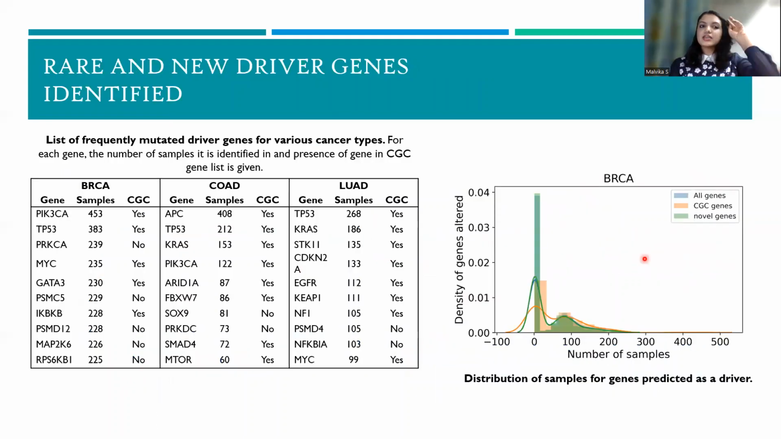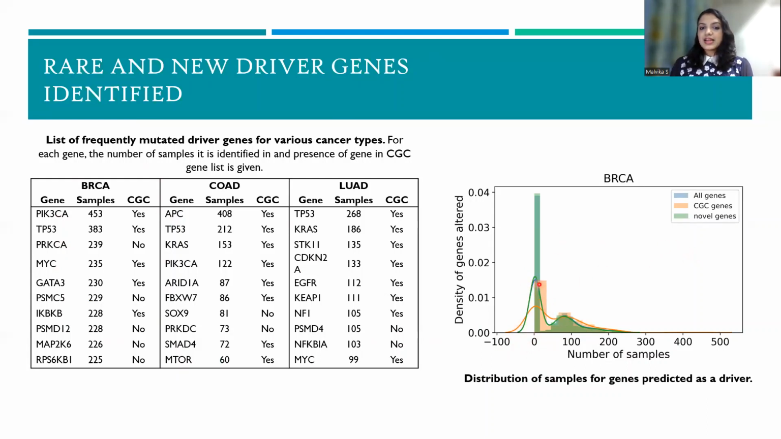We were then interested to see if the model is able to identify rare driver events. So we listed out all the genes which were frequently mutated, and we find that we identify known as well as new driver genes. We then mapped the number of samples each driver gene is labeled as TSG and OG, and we find a large number of frequently mutated genes, but we also find a large number of genes which are mutated in very few samples, which is less than 10.